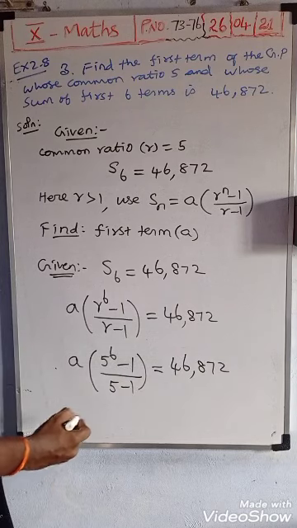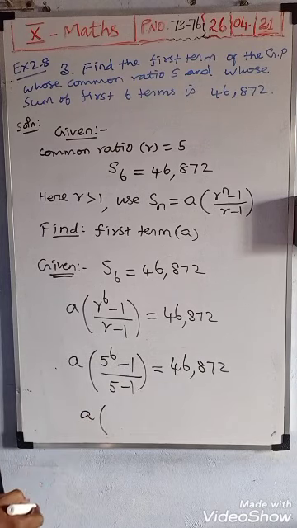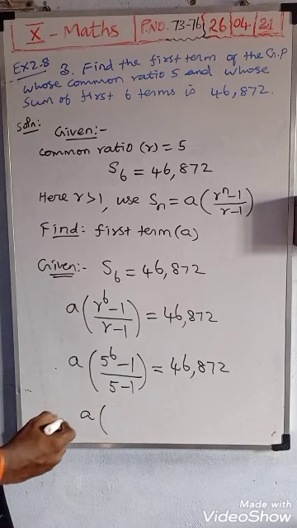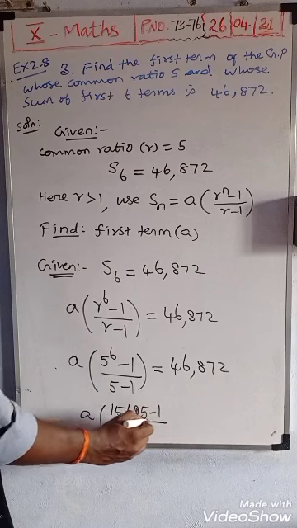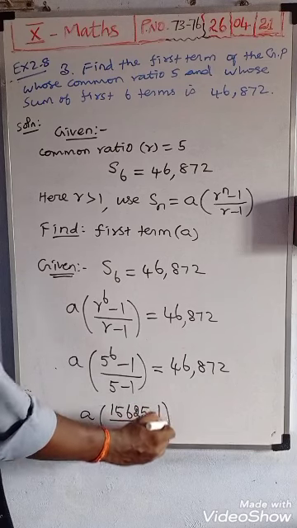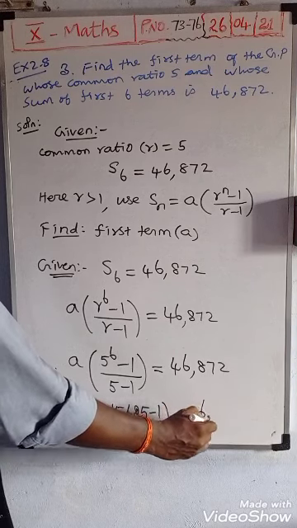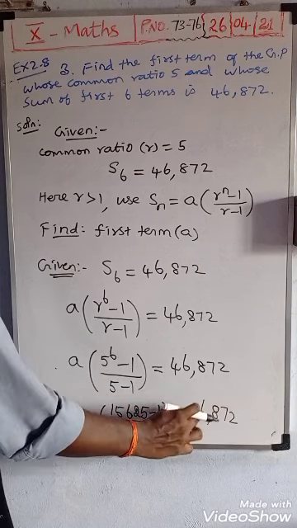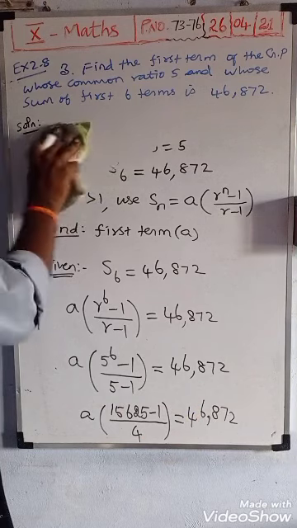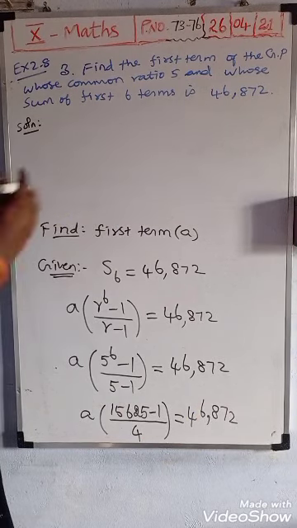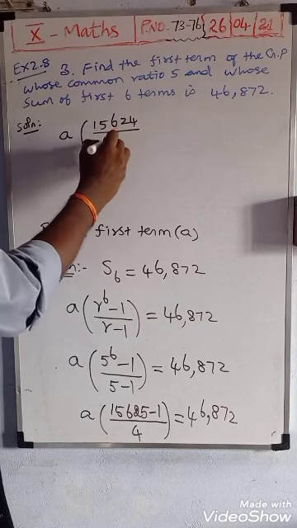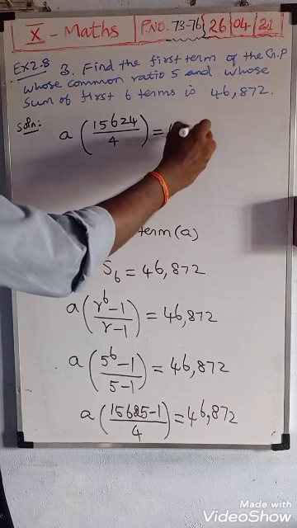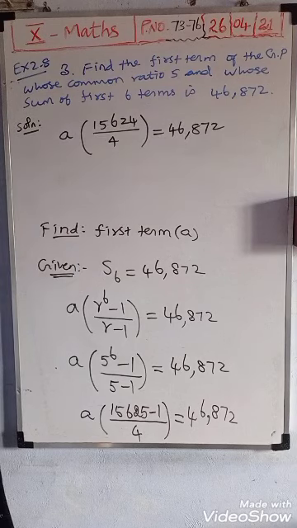Next step: what is the value of 5 power 6? 15,625. So A(15,625 − 1)/4 = 46,872. From the next step, simplify this: A × 15,624/4 = 46,872. Now next step, see, this we should cancel.